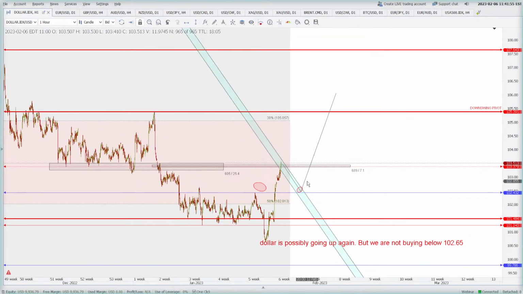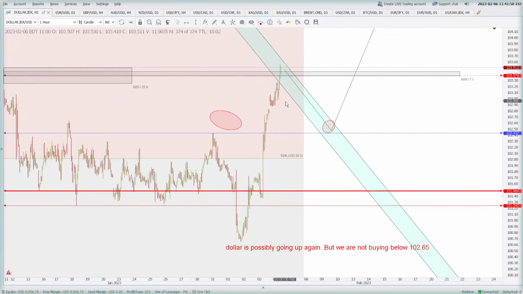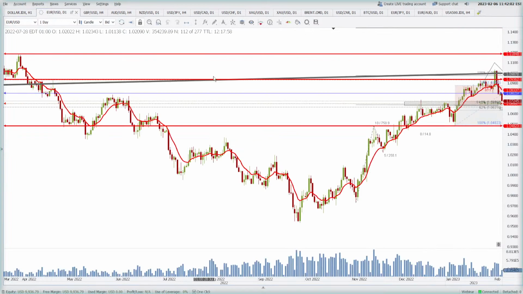So here in this case, it has to come back to a broken resistance to test it as a fresh support. That's all about the dollar index, guys.